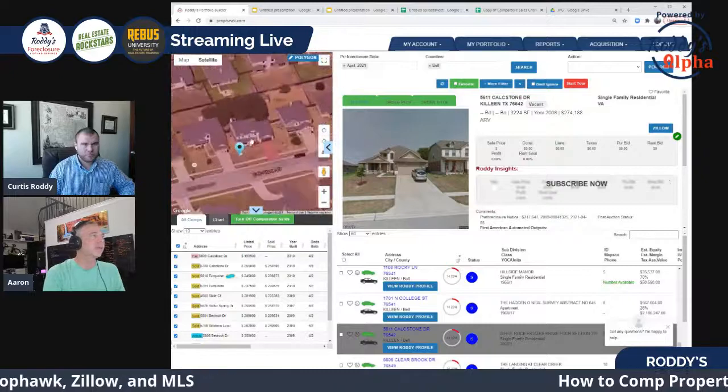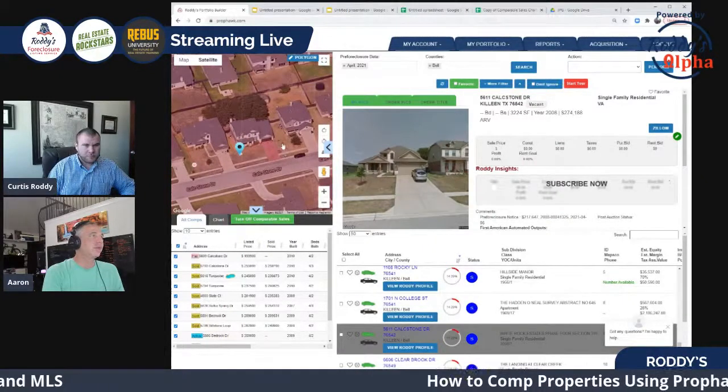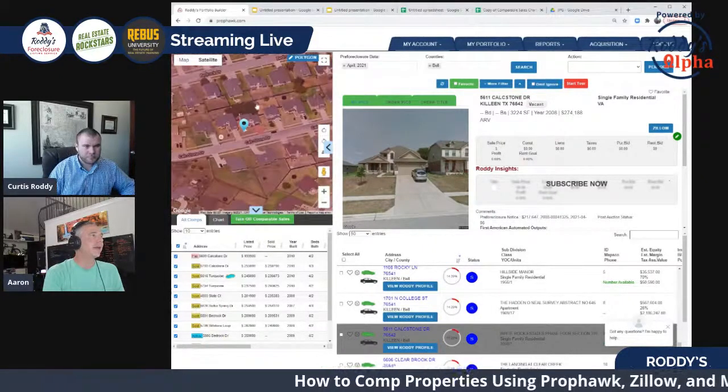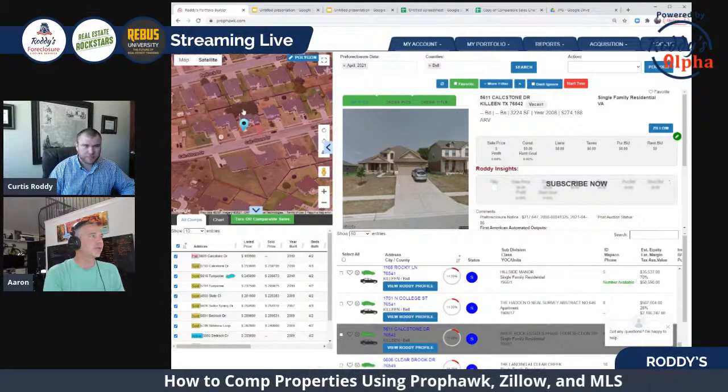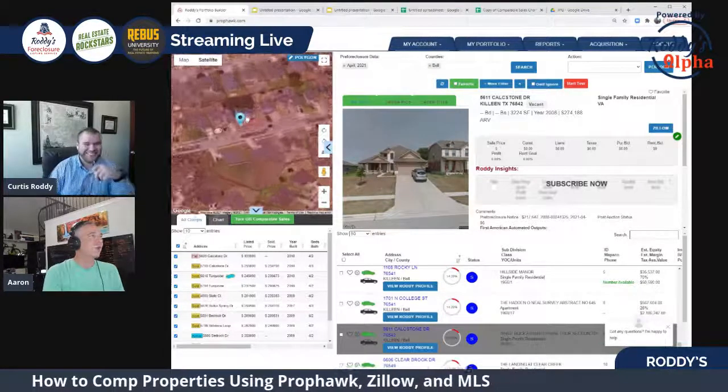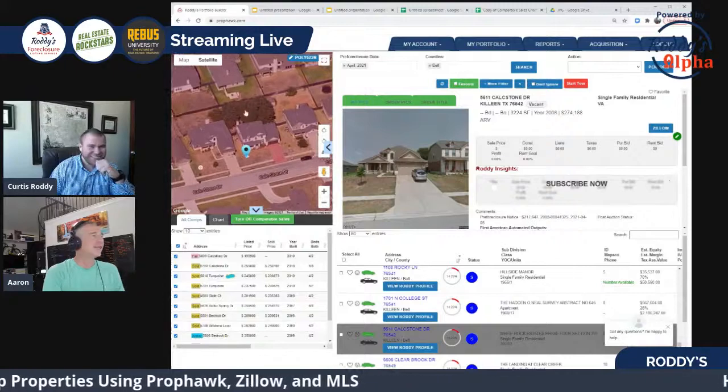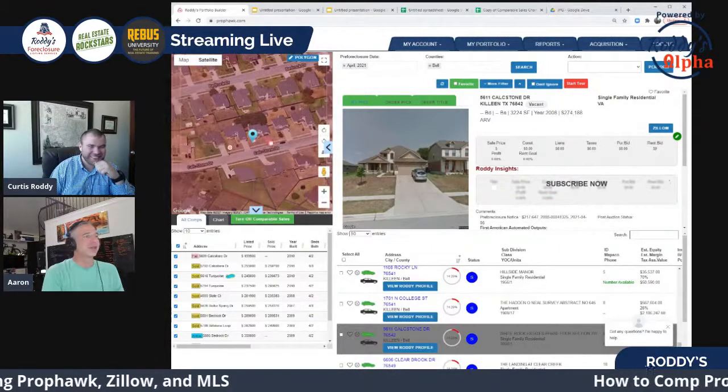So first, I'm going to zoom in and see if there is a pool in the backyard. I don't see a pool in the backyard, but man, this house in particular has more trees than any other house in the neighborhood. That is wild when you zoom in and see that one there. So we've got our trees.